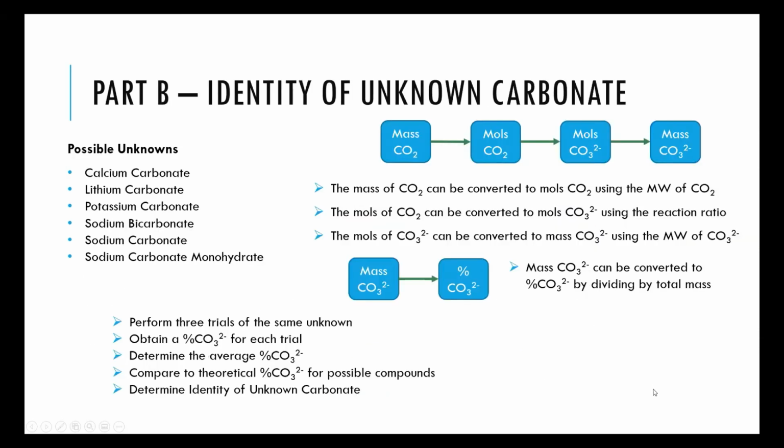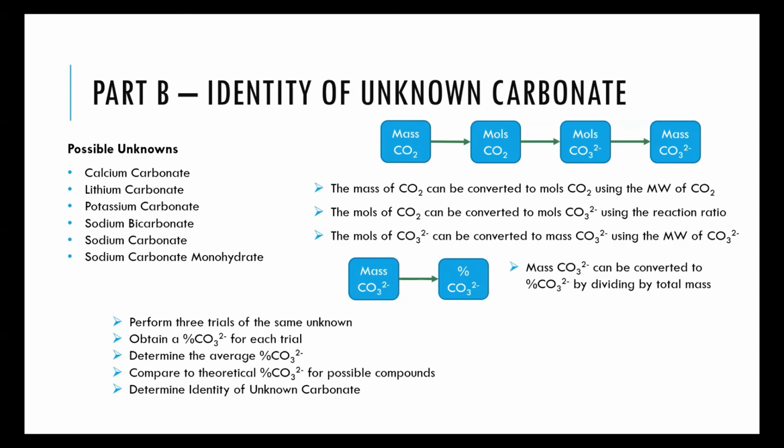The second part of the experiment is identifying an unknown using percent composition. So you're going to choose one of the unknowns in lab and record your unknown number and look to see how much of that is carbonate. You'll run through the same experiment design. You'll weigh an empty setup, add some of your unknown, weigh it again to obtain the mass of your unknown powder, and then react that with acid.